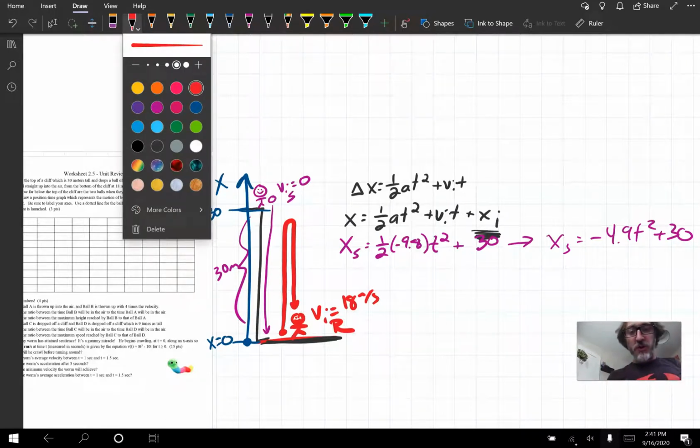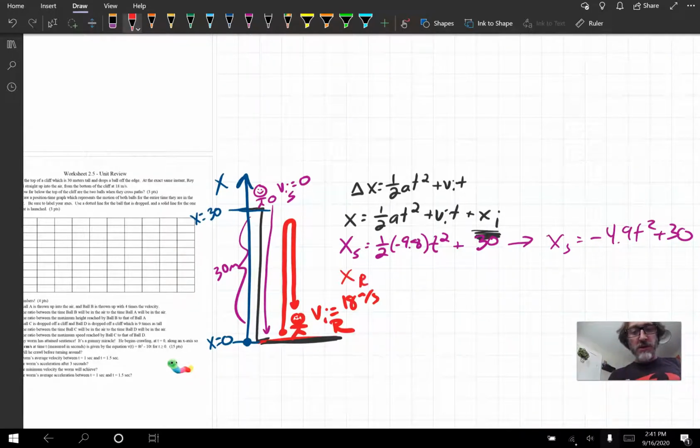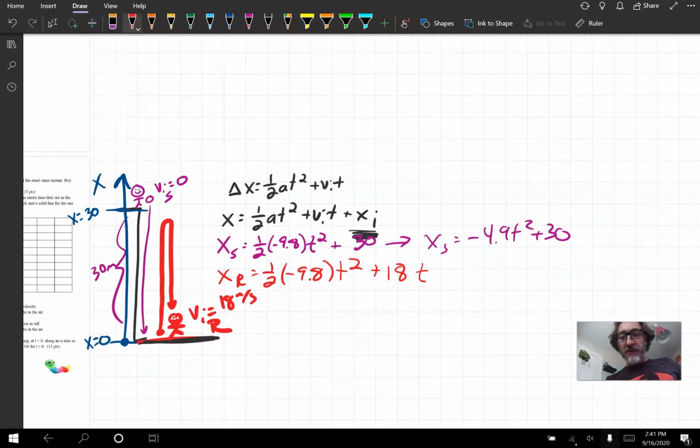Okay, now let's repeat that same process for Roy's ball. So the position for Roy's ball is 1/2 times the acceleration times t squared, plus the initial velocity, which was 18, times t, plus an initial position of 0. So that means the position for Roy's ball is negative 4.9 t squared plus 18t.